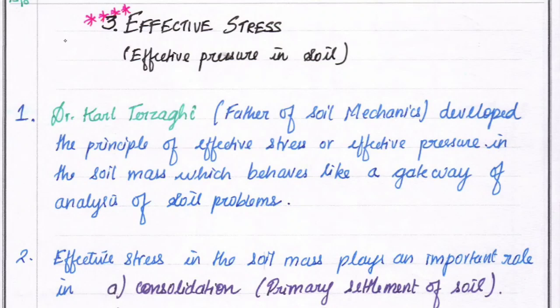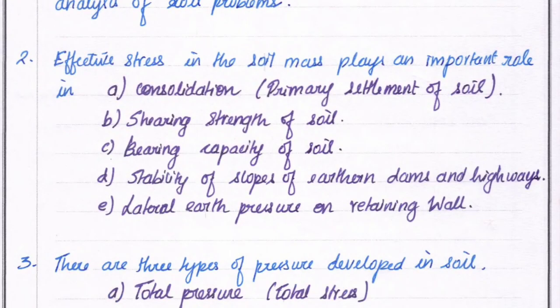Today we are going to see the topic related to soil mechanics, in the topic of water pressure, particularly effective stress, the effective pressure in the soil. Effective stress is most important to find out the consolidation of the soil, shearing strength of the soil, bearing capacity, stability of slopes, the retaining wall, and lateral earth pressure on the retaining wall. So these things are most important to find out the effective stress of the soil.